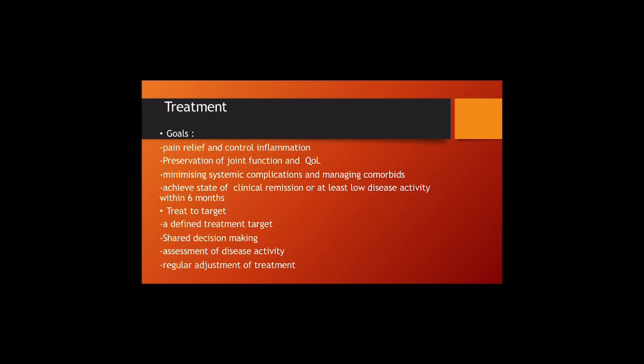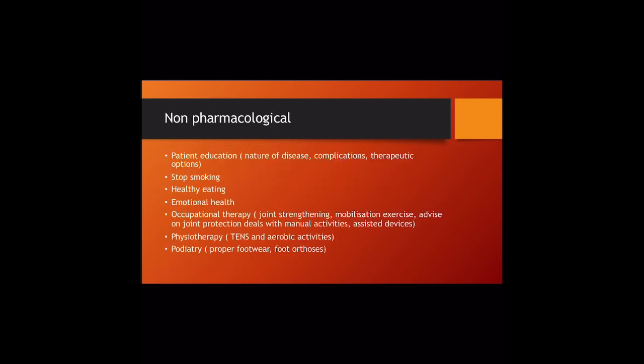So, treat to target, shared decision making, define the treatment target, assess the disease activity and regularly adjust treatment. Non-pharmacological treatment basically is education. Educate the patient about the disease, the complications, and therapeutic options. Stop smoking. Healthy eating is very important: high fiber, high protein, low sugar, low fat diet. Emotional health: regular screening of their mental health, for depression especially.